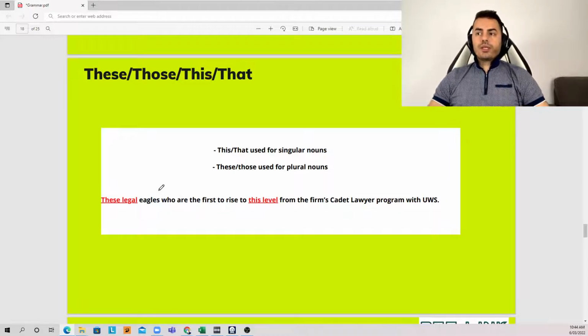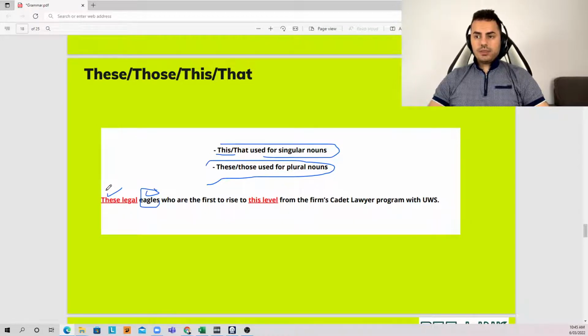Another one: these, those, this and that. Use this and that for singular nouns. These and those are used for plural nouns. For example, "these legal eagles." I've got "eagles" here, so this one will be "these." Who are the first to rise to this level. So in the exam, you could get this one as an empty gap. As long as you've got "this," you know that you are looking at a singular noun. You check the singular nouns you've got and you select it as the right option.